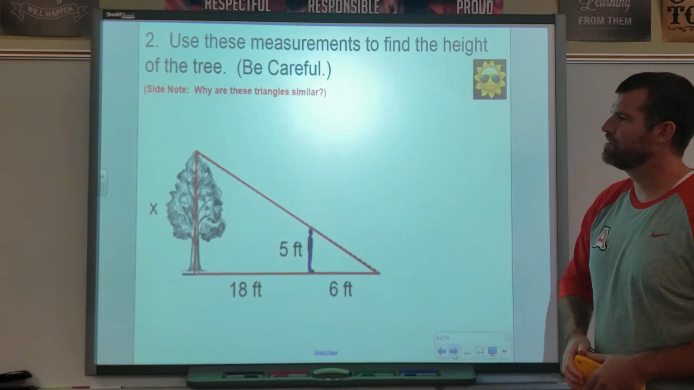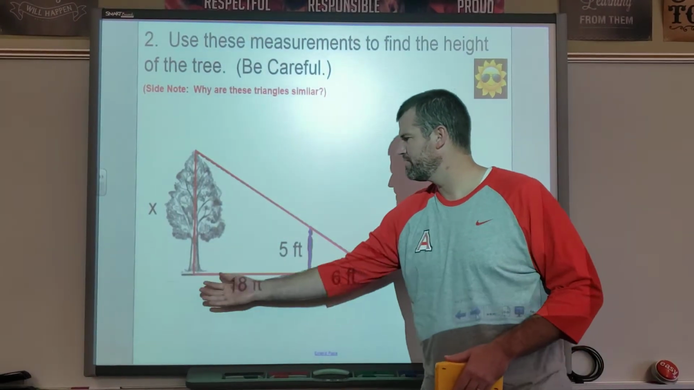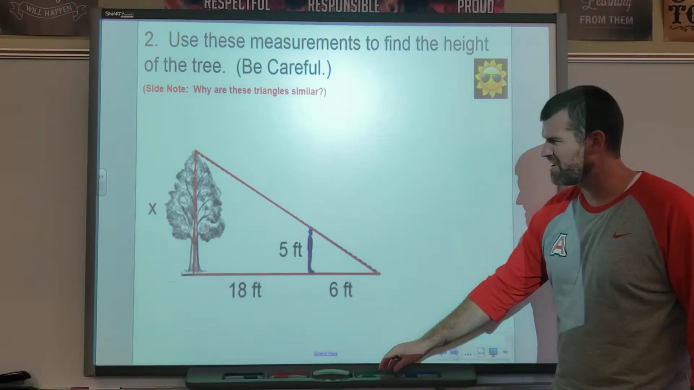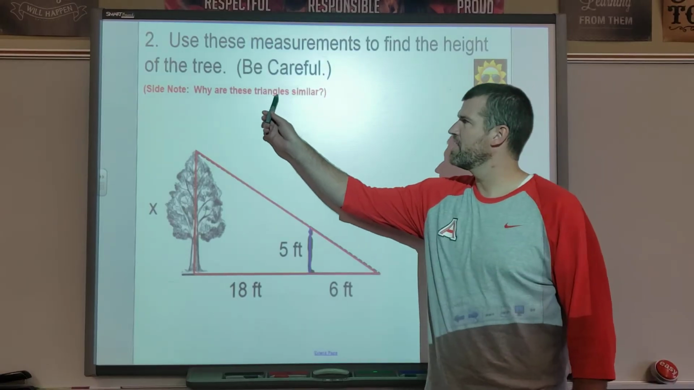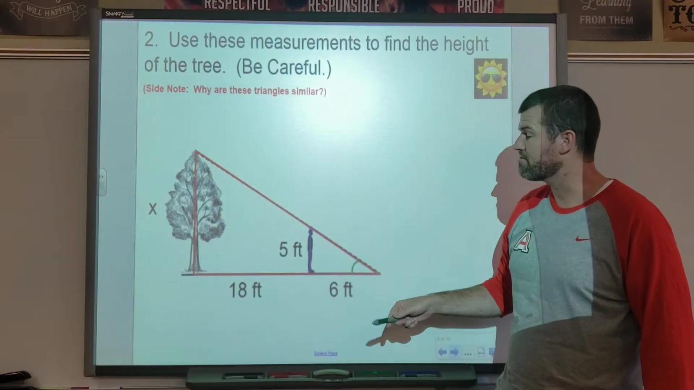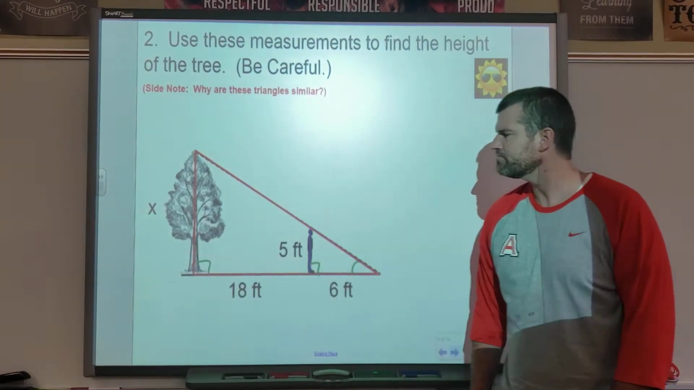Okay, here's another similar one, right? We've got a person standing here, we've got their shadow, we've got the tree, we've got the shadow. But this one says to be careful, right? So I'm going to make sure I'm careful on this. And I know the triangles are similar because of angle again, right? I got my reflexive property, and then I have my 90 degrees.